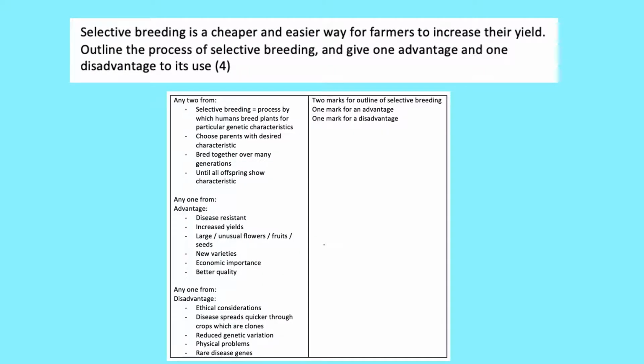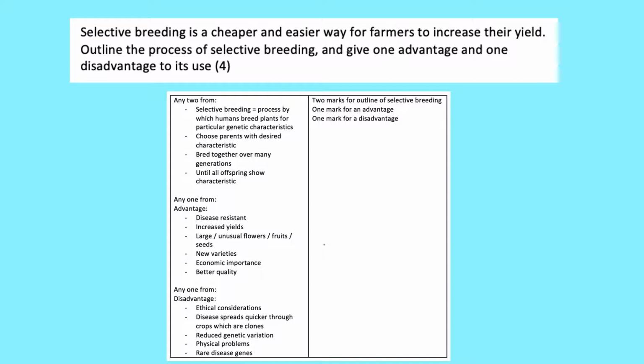As you can see from the very long mark scheme, there's loads of different things you can say for this question. However, you only need to give 2 bullet points explaining selective breeding, and you just need to give one advantage and one disadvantage of the process. So I would always start with the definition.